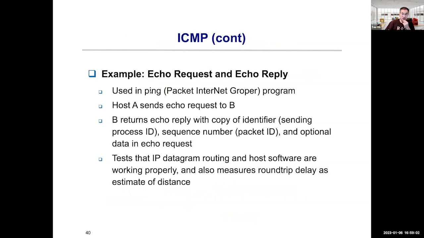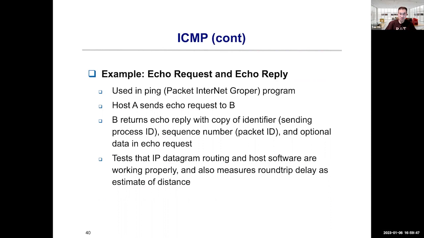For the echo request and echo reply, like I said, it uses ping. The host sends an echo request to B. B returns an echo reply with a copy of the identifier, the sending process ID. Make sure you could send out multiple pings to B basically. So when it comes back, you need to know which one is for which. So sending process ID, sequence number, packet ID is for testing purposes, to check that IP datagram routing software is working properly. It also measures round trip delay and estimates the distance.